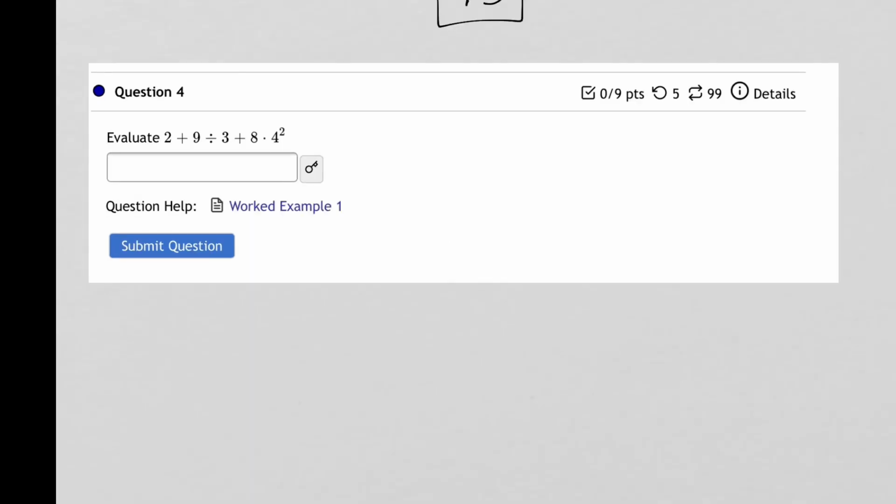Okay, let's look at this next example. So I want to evaluate this expression. I have 2 plus 9 divided by 3 plus 8 times 4 squared. So again, there's no parentheses, so I work my way down. The next thing I would need to do is exponents. Well, I have 4 squared, so I need to do that.